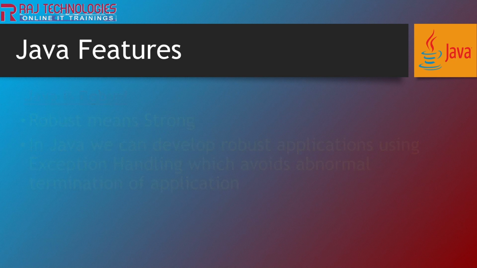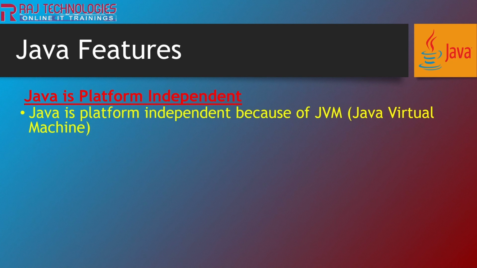The next feature is Java is platform independent. Platform means operating system. So Java is platform independent because of JVM. JVM stands for Java Virtual Machine. When we download and install Java, it even installs JVM on our operating system. The main use of JVM is to run our Java applications. I'll be discussing in detail what is JDK, what is JVM, and what is JRE in the next videos.